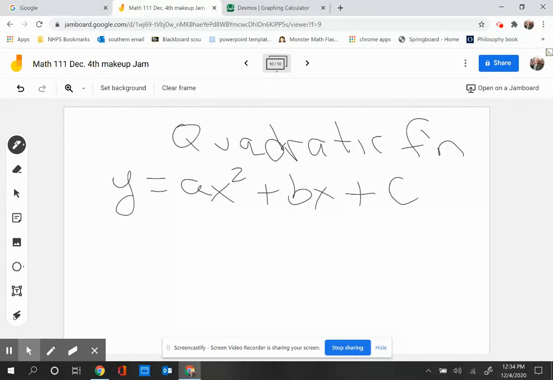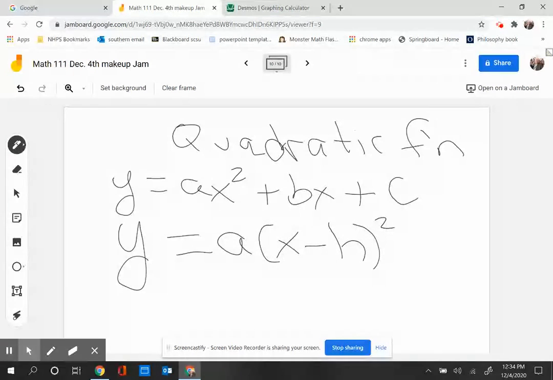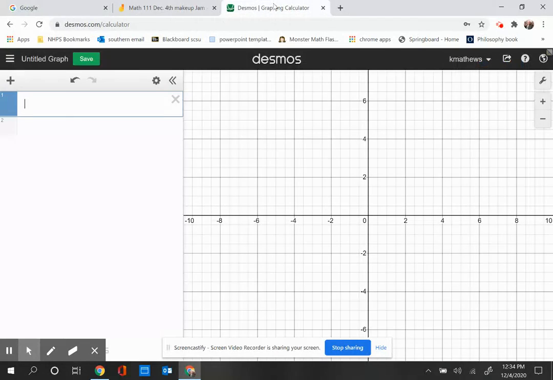So I say you should always write it in the form y equals a times x minus h squared plus k, where a, h, and k are numbers and x and y are the variables. So let's go to our Desmos.